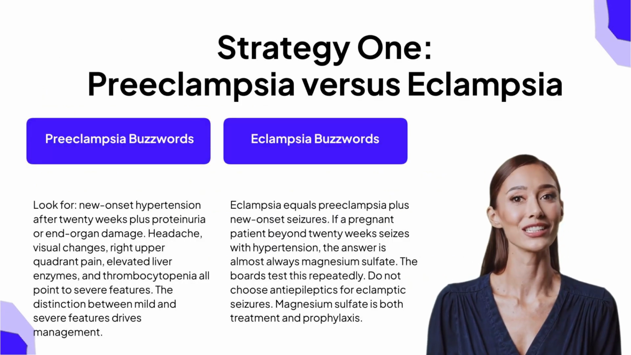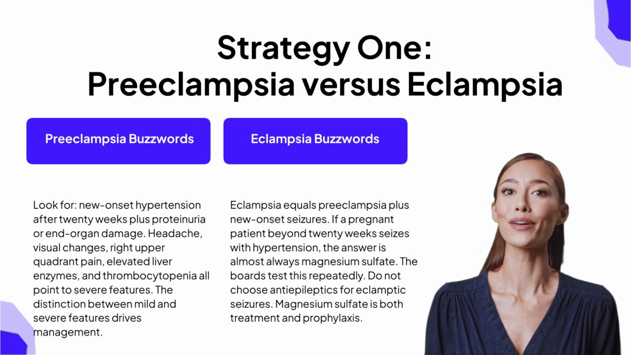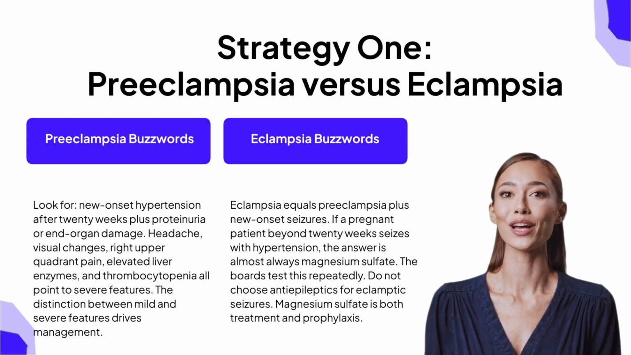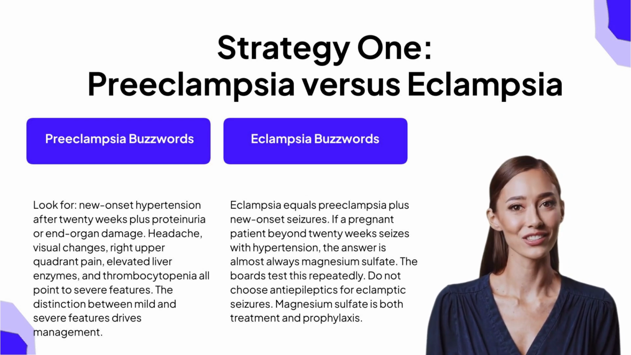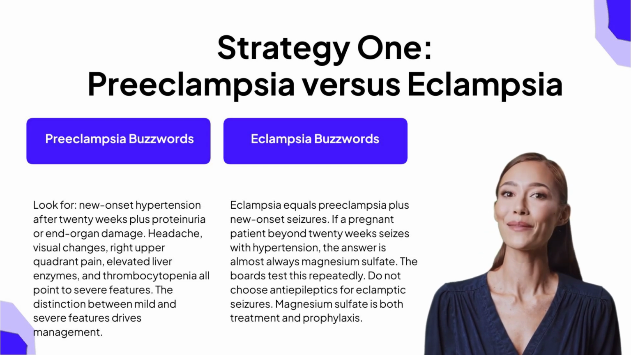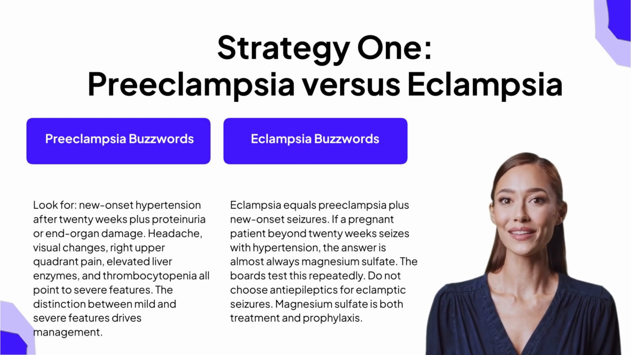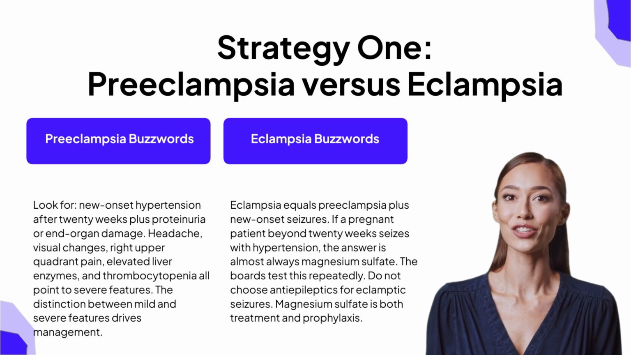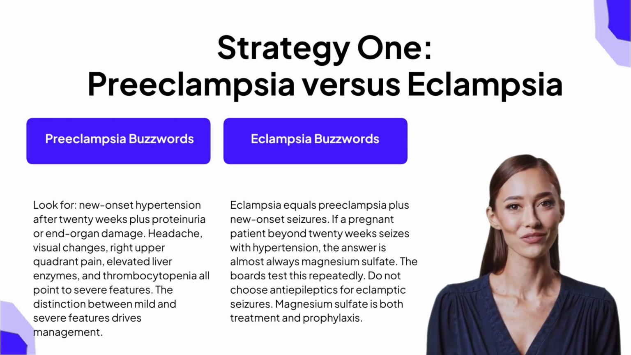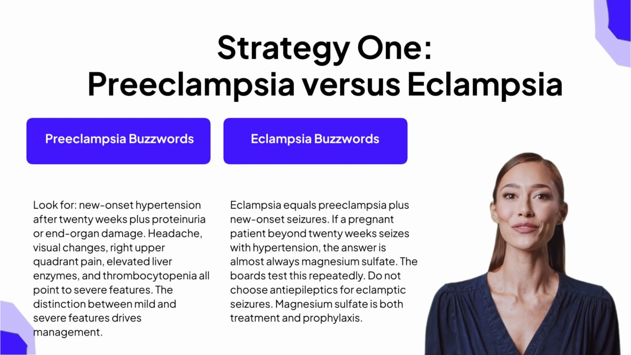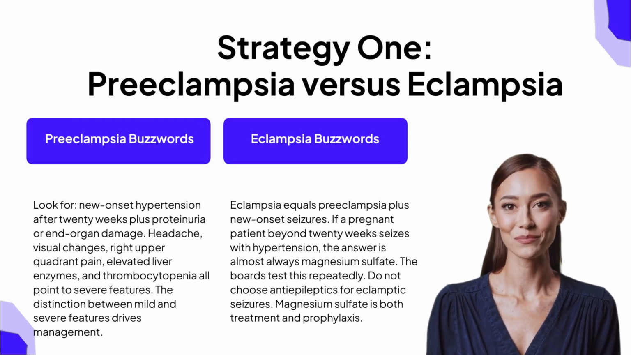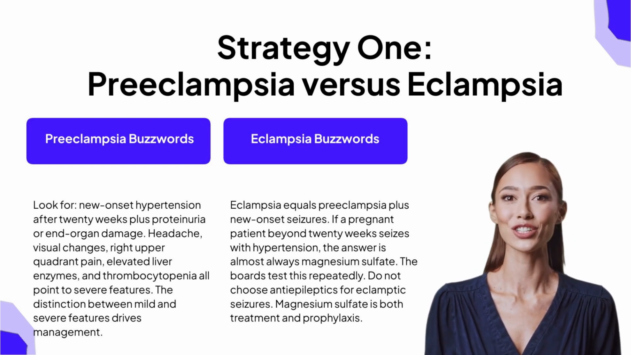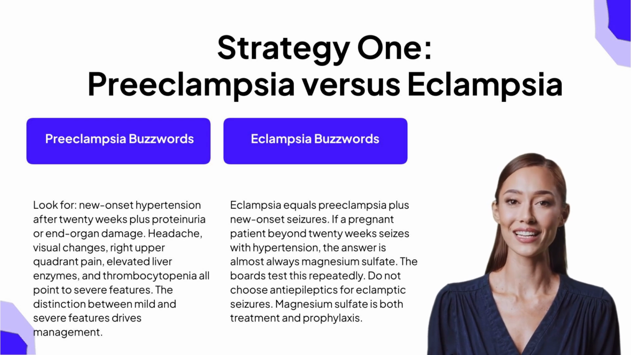Our first strategy is the preeclampsia versus eclampsia split. When you see a question about hypertension in pregnancy after 20 weeks, immediately ask yourself, does this patient have preeclampsia or eclampsia? For preeclampsia, the key question is whether there are severe features. Look for blood pressure at or above 160/110, headache, visual changes, right upper quadrant pain, elevated liver enzymes, and low platelets. Without severe features, management is monitoring.